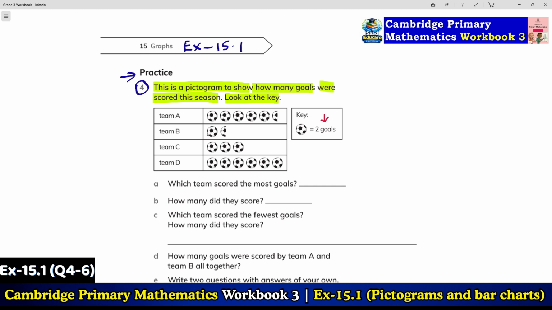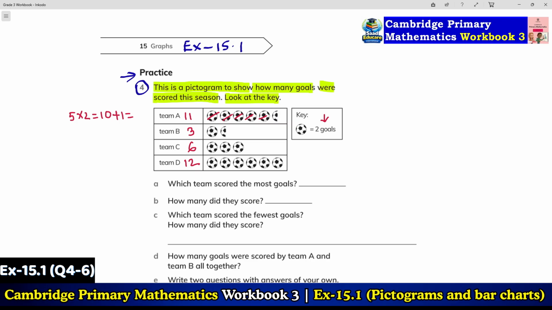So team 1 are doing 1, 2, 3, 4, 5. It means 5 times 2 equals 10. And here is a half goal. 2 halves means 1. It means plus 1 equals 11. So team A, 11 goals. Team B, 2 plus 1 means 3. Here is team C, 1, 2, 3. 3 times 2 is 6 goals. And team D, 1, 2, 3, 4, 5, 6. 6 means 12 goals, right?